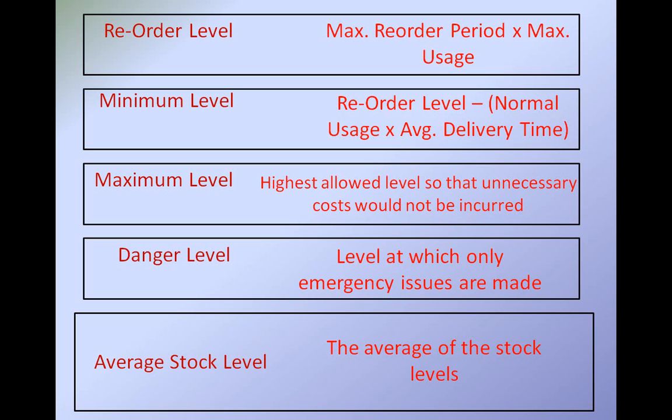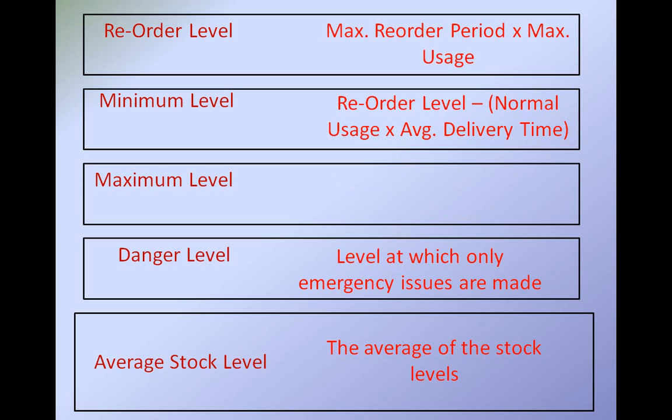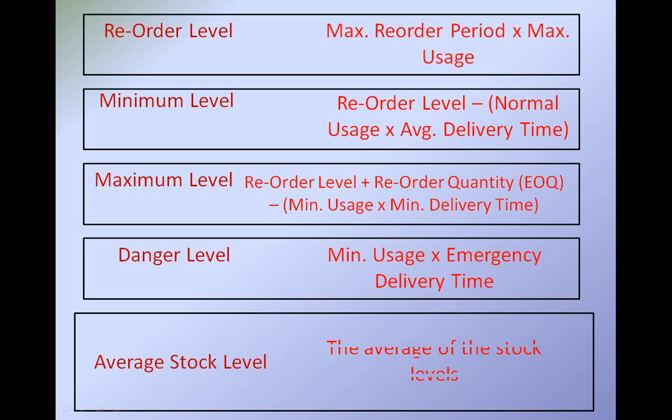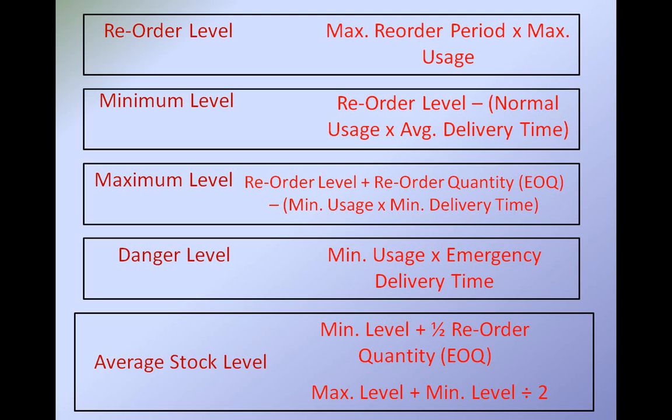The reorder level we can find out using the previous formula, and normal usage and normal delivery time is usually given in the question itself. Maximum level is the reorder level plus the reorder quantity minus the minimum usage into the minimum delivery time. Danger level is the minimum usage into the emergency delivery time. Average stock level can be found out in two ways. One is the obvious, which is minimum plus maximum level divided by 2, and the other, which is more correct, would be minimum level plus half of reorder quantity.